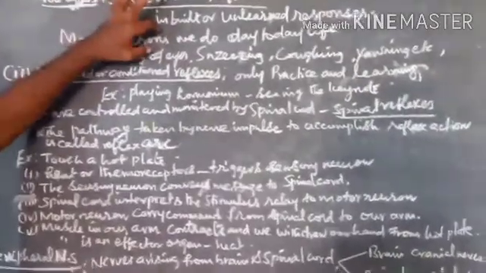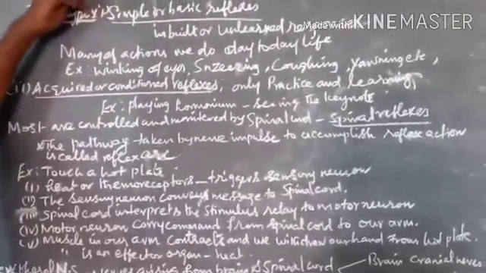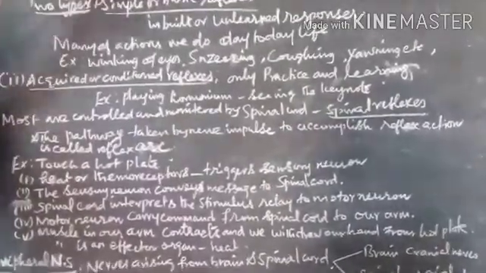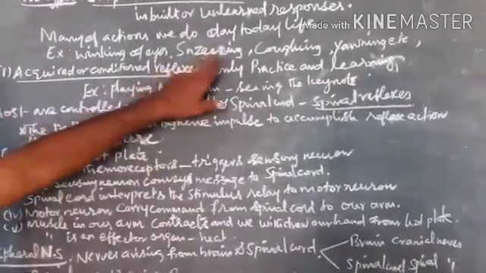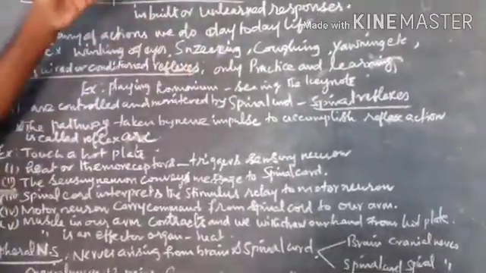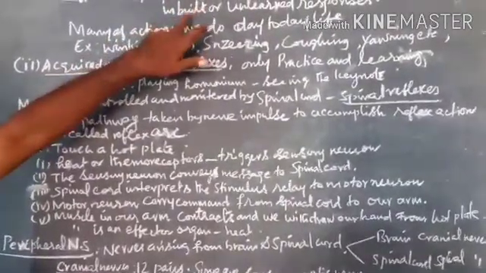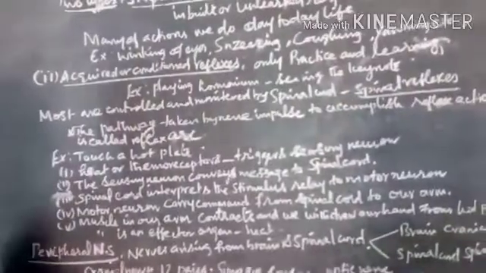Understand? These actions take place in day to day life, every second. That is simple or basic reflexes. Examples: winking of the eyes when dust enters our eye, sneezing, coughing and yawning, etc. These actions take place automatically, that's why they are called simple or basic reflexes, inbuilt or unlearned responses. Whenever they come, they come; we cannot do anything or condition them.